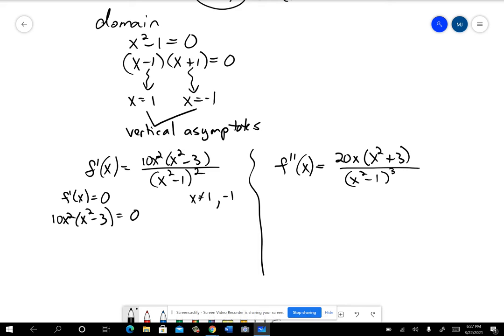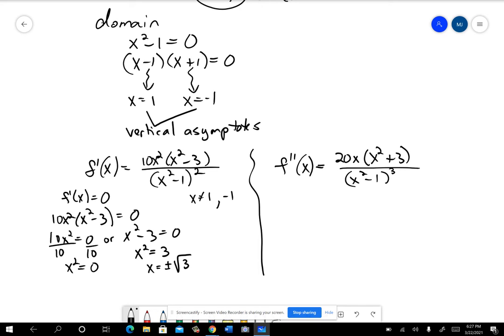And when you do, you wind up getting that either 10x squared equals 0 or x squared minus 3 would equal 0. And so x squared minus 3 equaling 0 means x squared would be 3. So x would be positive or negative square root of 3. And over here, if you divided by 10, you'd still have a 0.